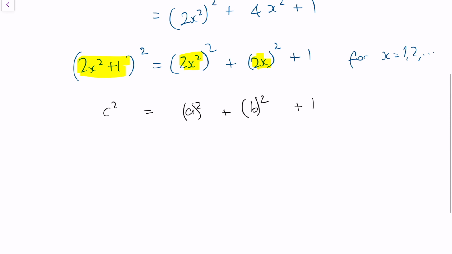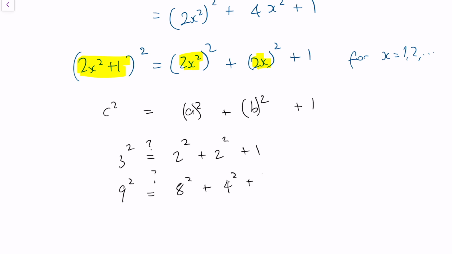Just to see this, if x is equal to 1, what do we get? Well, on the left-hand side, we're going to get 3 squared. Is it equal to, well, x is 1, you have 2 squared plus another 2 squared plus 1, yeah? So we have 9 is equal to 9. Similarly, if x was 2, here you have 9 squared. Is it equal to 8 squared plus 4 squared plus 1? And that's equal to 64 plus 16 plus 1, which is equal to 9 squared, right?